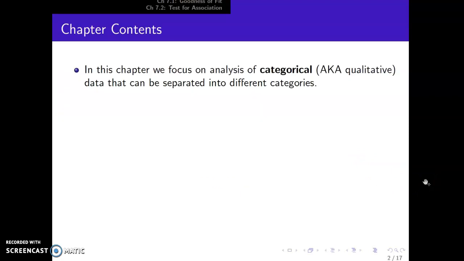Okay, so in Chapter 7, we're going to focus on analysis of categorical variables that can be separated into different categories. So we're looking at not means, but more like proportions. In chapters 4, 5, and 6, we looked at one proportion, two proportions. And in chapter 7, we're going to look at 3 or more proportions, and then also at more than one category.